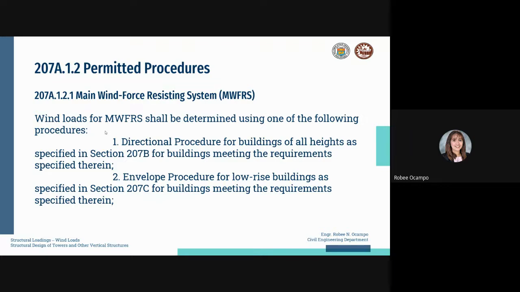Okay, the second procedure that is allowed for determining the MWFRS wind load is the envelope procedure. So itong envelope procedure, ginagamit lang siya sa low-rise buildings. And the envelope procedure is specified in Section 207C. Okay? So sa dating code, the NSCP 2010, this is called the simplified procedure, kasi mas ginagamit lang siya sa low-rise, no? Or there's a criteria for that. So kung pasok yung structure mo sa criteria niya, you could use the simplified procedure or the envelope procedure.